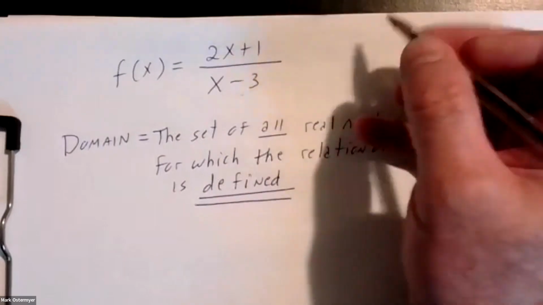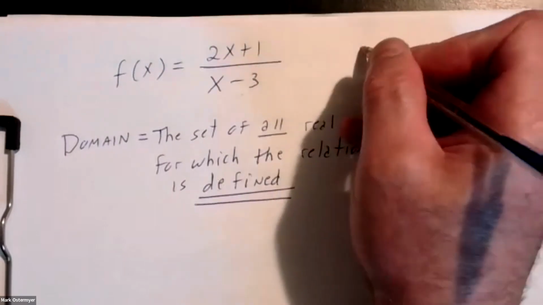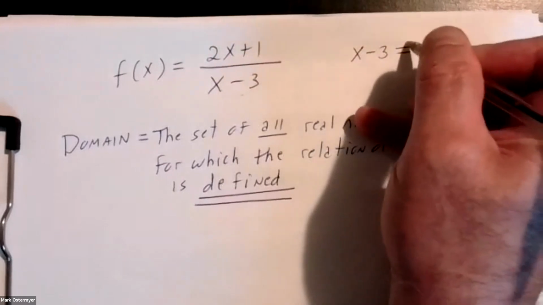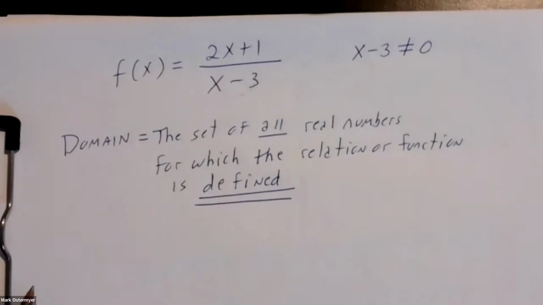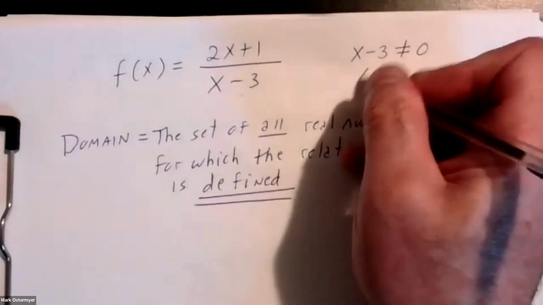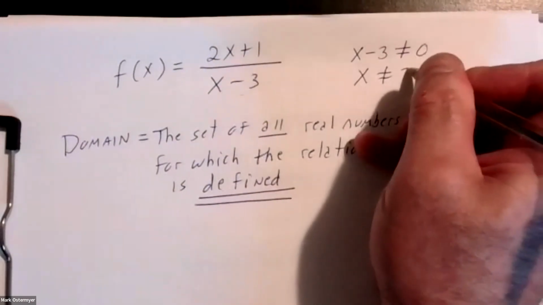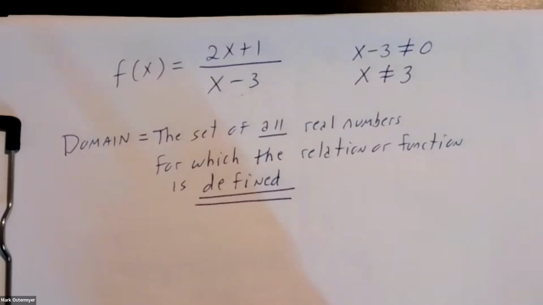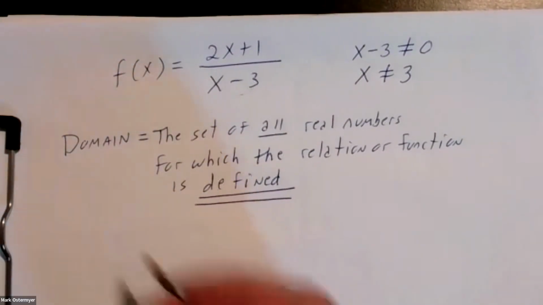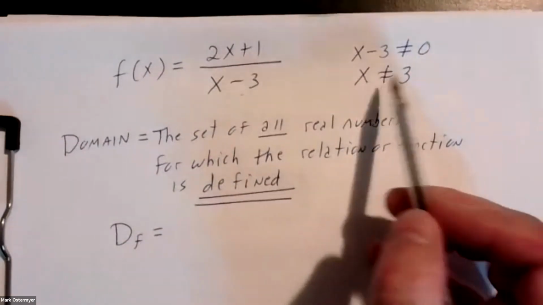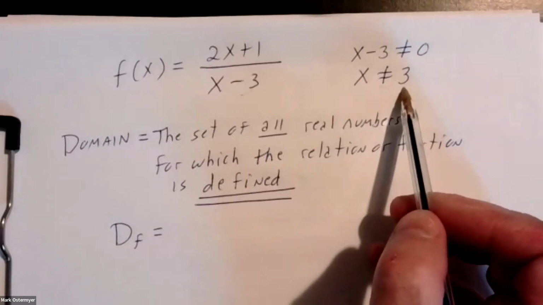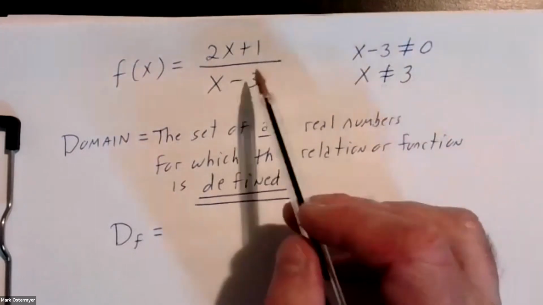Therefore, as far as the domain is concerned, we must insist that x minus 3 never be equal to 0, because if it is, this is undefined. You cannot divide by 0. Dividing by 0 is an undefined operation in mathematics. So we must insist that x never be equal to positive 3. And so now we can form our domain. The domain of this function f is going to be all real numbers except it cannot be 3.